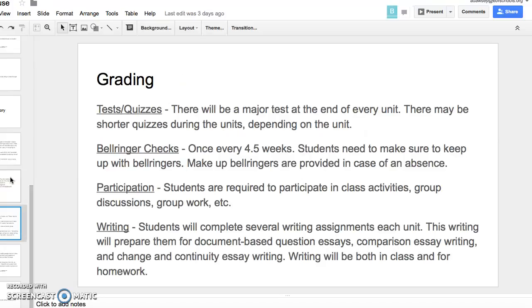Grading. The students are graded based on tests and quizzes. There's a major test at the end of every unit. There may be shorter quizzes during the units depending on the unit. There wasn't for this one because it was a shorter unit.